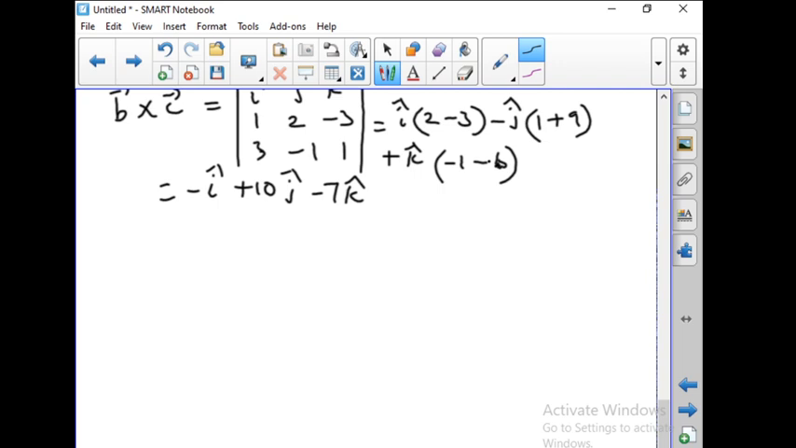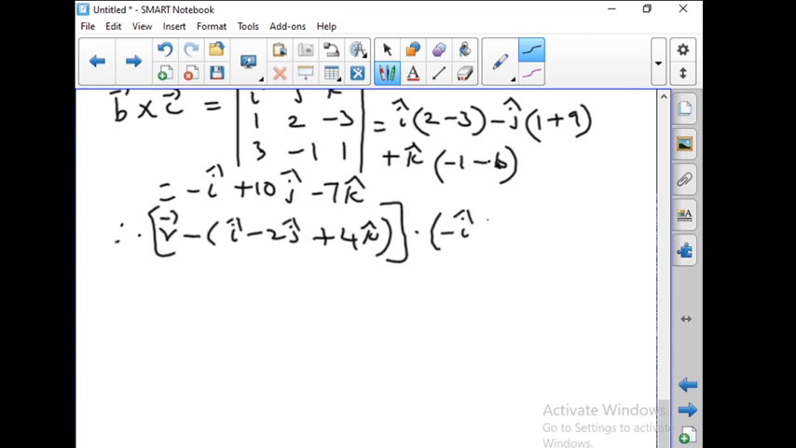Therefore the non-parametric vector equation is (R vector minus (i cap minus 2 j cap plus 4 k cap)) dot (minus i cap plus 10 j cap minus 7 k cap) is equal to 0. So this is the non-parametric vector equation. So what about the Cartesian form?